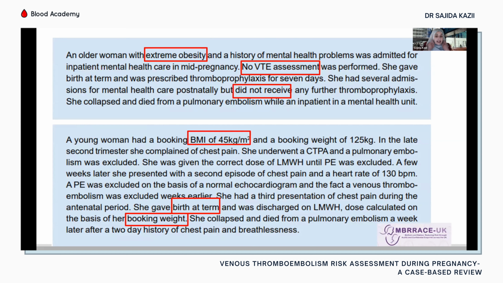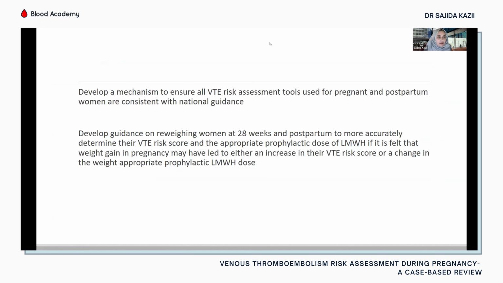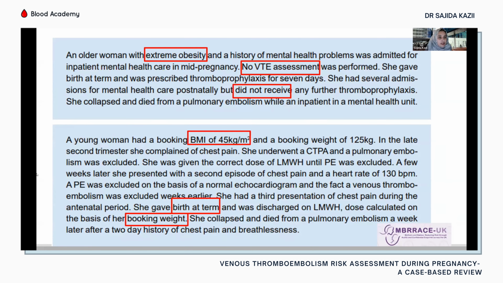So these are some of the cases, again, from the Embrace confidential inquiries. This is about an older woman who had extreme obesity and a history of mental health problems. And I have highlighted some of the red flag signs over here, again, reflecting that some of these risk factors are present, and it is about providing the care to these women and regularly offering VTE risk assessment. So she had admissions for inpatient mental health care. No VTE assessment was performed. She did give birth at term and received thromboprophylaxis for 7 days, but several admissions postnatally. We don't know what period of time, but she didn't receive any thromboprophylaxis.